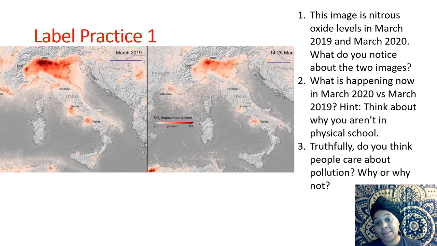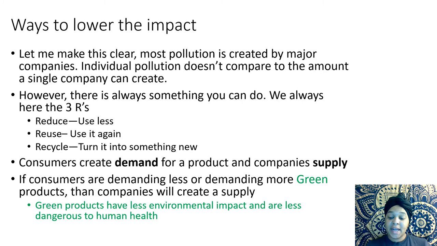So ways to lower our impact. We already went through this last time, so I'm just gonna go through these slides like bam, bam, bam. But let me make this clear. Big companies create the most pollution. It is not your average man and woman every day who is creating the biggest problems. It is giant companies that bulldoze millions of acres of land, that dump millions of toxic stuff in our waters, and that produce too much that we can't consume, that it has to be thrown away.